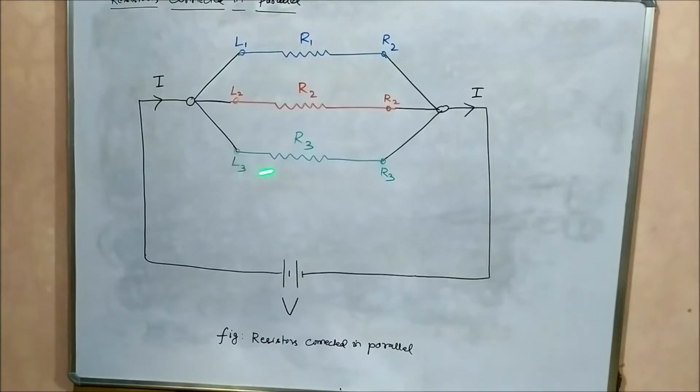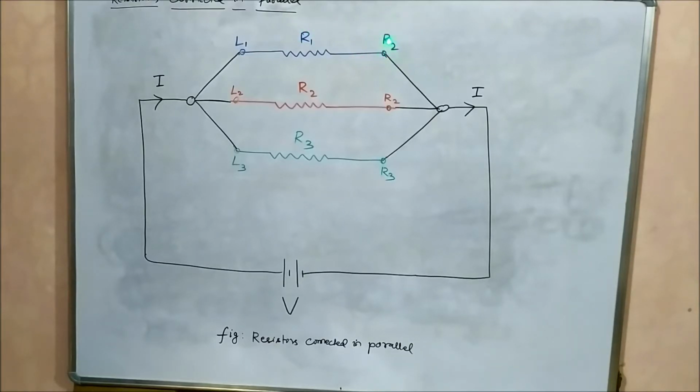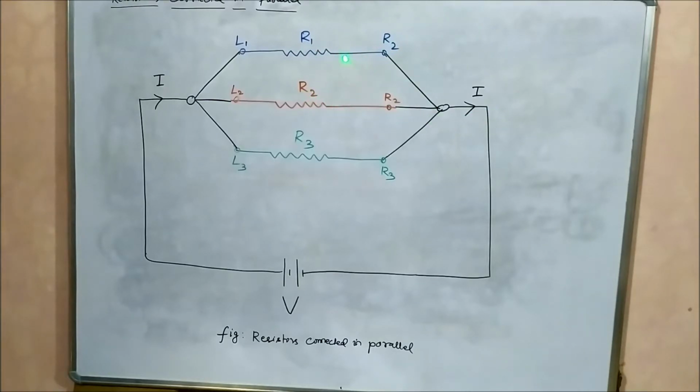Now you can see there is a clear-cut difference between the series connection and the parallel connection. In a series connection there was an end-to-end connection pattern. It means that the right end of a particular resistor was connected to the left end of the next resistor. Again, the right end of resistor R2 was connected to the left end of resistor R3. So there was an end-to-end connection, right end to left end, right end to left end, and that connection pattern was followed in the series connection of resistors.